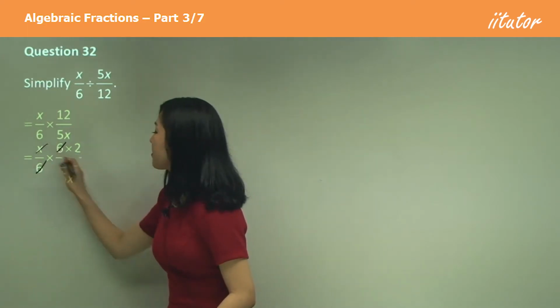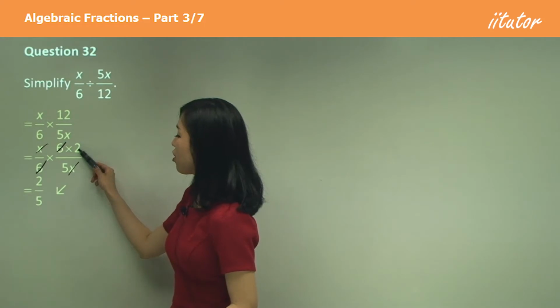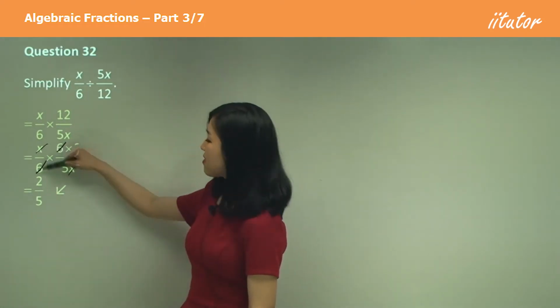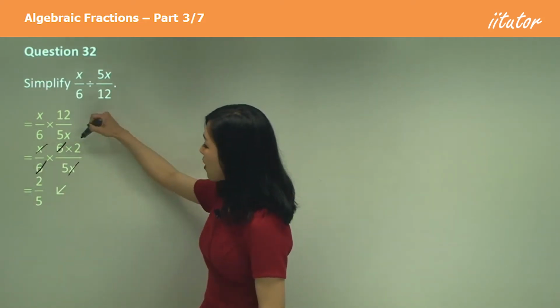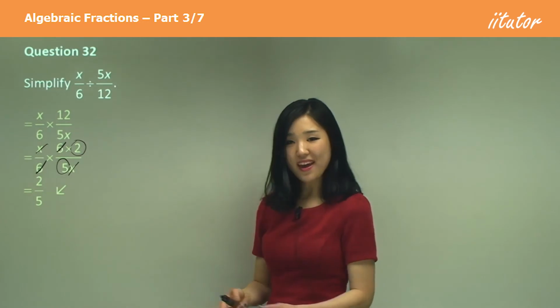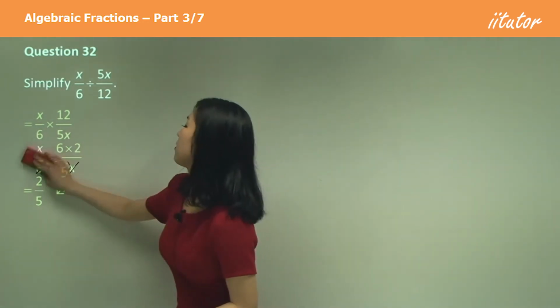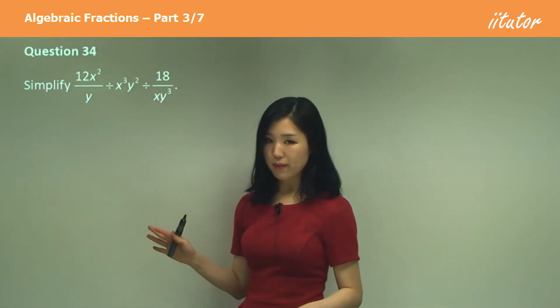And look, x and x, we can cancel those out as well. So we just have 2 over 5 left over. Because there's nothing there, we just cancel the whole thing out, it's just 1, and here we have 2 over 5 left, so 2 over 5 is just the answer. Okay, so very simple. Again, division, we flip it and change it all to multiplication.